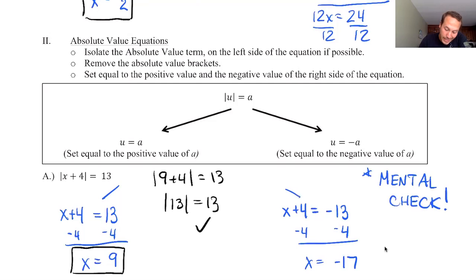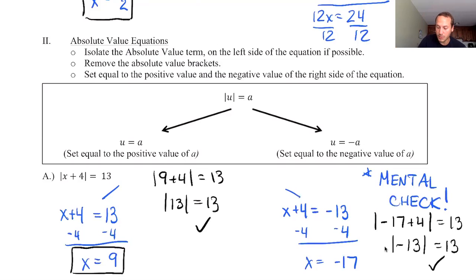Now, like I said, it doesn't need to be written down. I'm just doing that so that you guys can see what it is I'm talking about as I do it. You can do this in your head, okay? But if I look here, negative 17 plus 4 in absolute value brackets, is that equal to 13? This gives me the absolute value of negative 13 is equal to 13, and that's also going to work out. So this is also a good answer, okay?